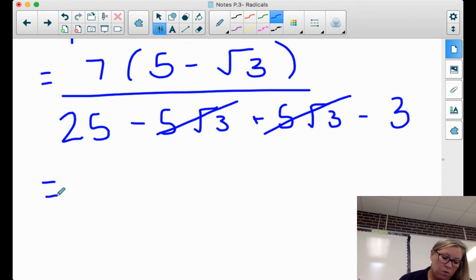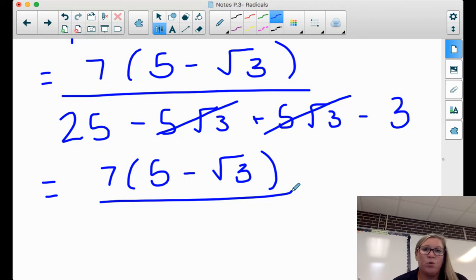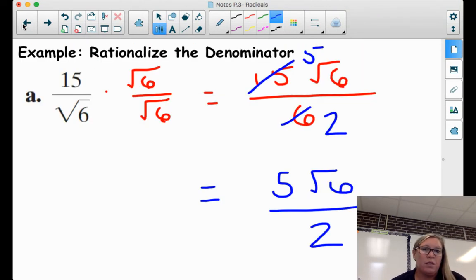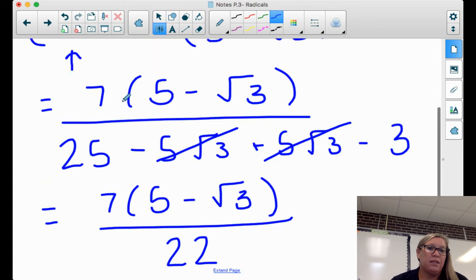Now we have that numerator still as it is. In the denominator, we have 25 minus 3, which is 22. Now you do want to check to see if there is a reduction like we had on the previous example. So in this example, notice that 15 and 6 reduced by a common factor of 3. We don't have a common factor here. So you could just go ahead and distribute that 7 through, or you could leave it alone.